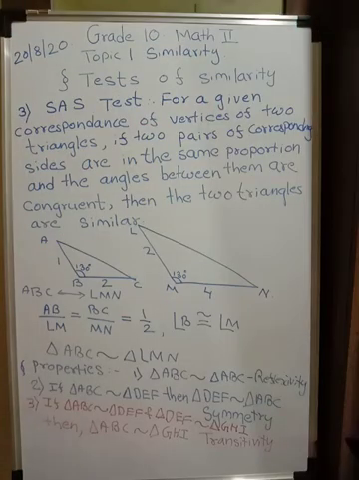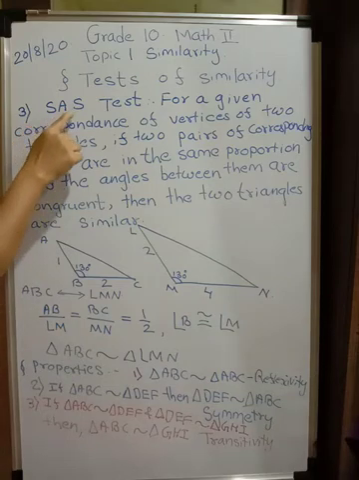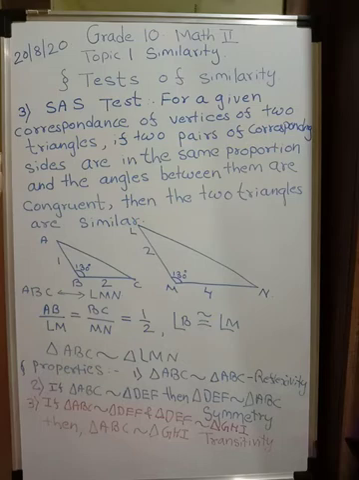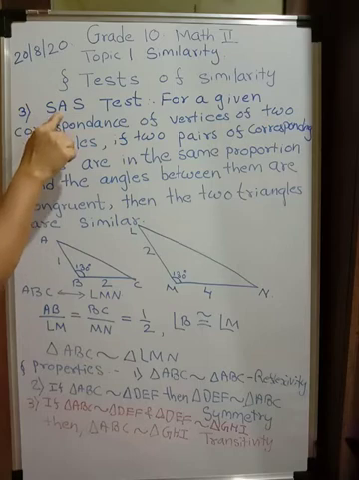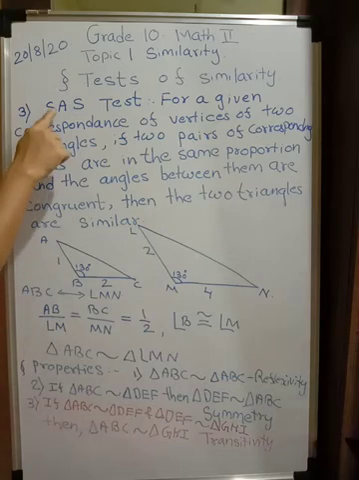Let's see the third test, that is SAS test. Now see, the name itself tells you two sides and the included angle will be there. Alright, in this test of similarity, if two sides are in proportion and the angle between them is congruent, then the two triangles are said to be similar by SAS test. Just read what it is given.